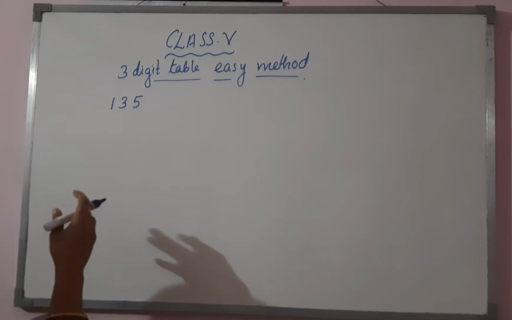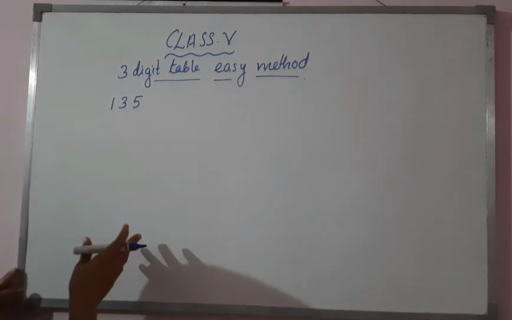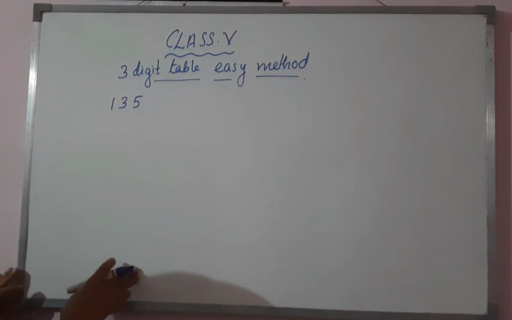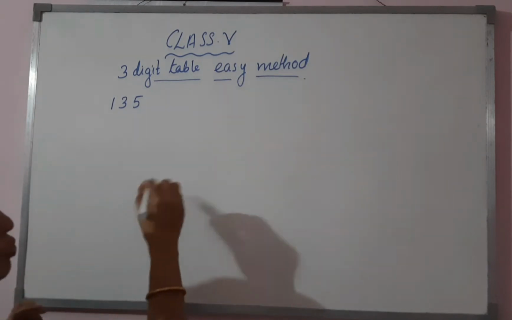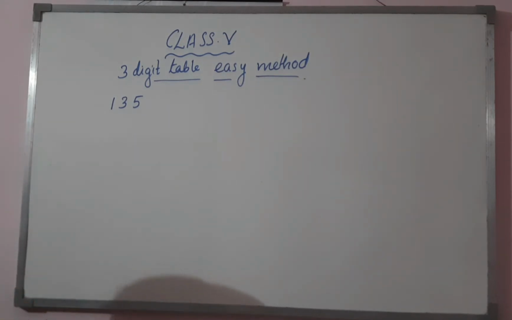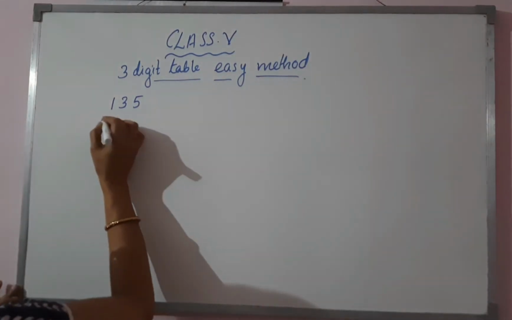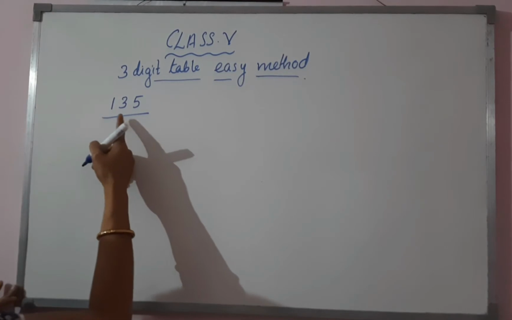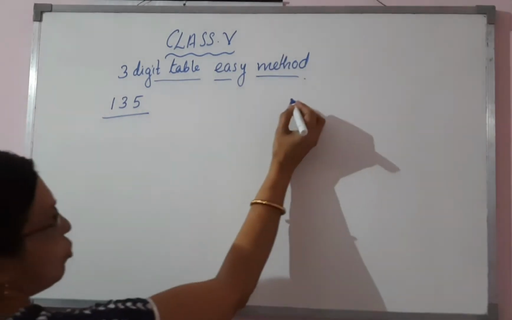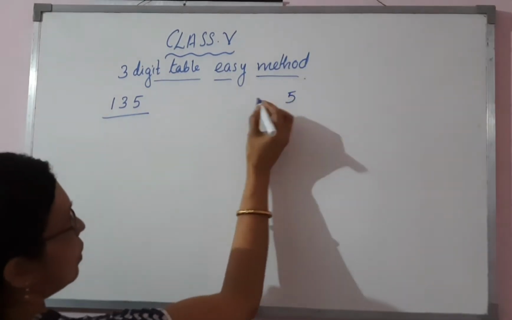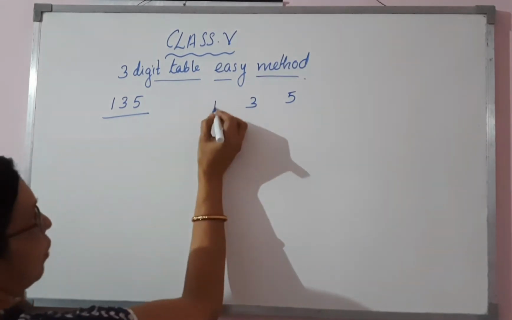If you want, you can multiply into 1, into 2, into 3. You will be able to do that. Other than that, how to do it? I taught you how to find the 2-digit table. In the same way we can find the 3-digit table also. Here in this number, a total of 3 digits are there: 1, 3 and 5. So I am going to write the digits here: 5, 3 and 1.